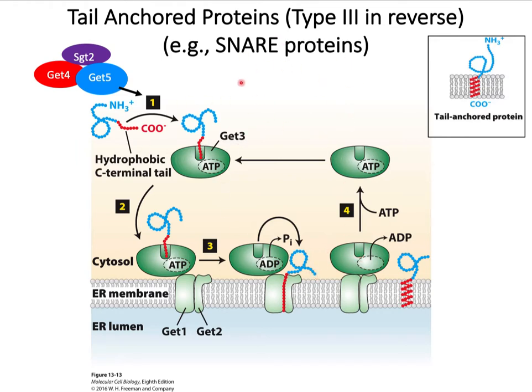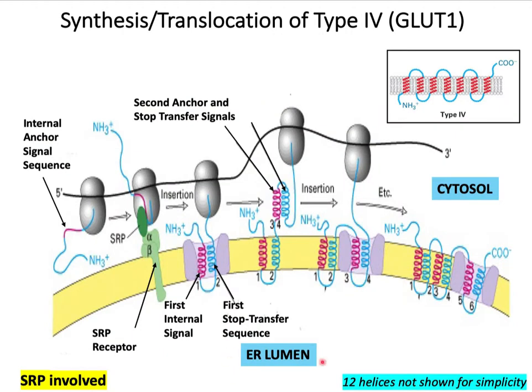And many of these large SNARE proteins found in yeast, the v-SNAREs and t-SNAREs, are actually manufactured this way. So the multiple-pass transmembrane proteins are obviously much more complicated and a little bit more difficult to understand. But this slide summarizes at least what is known about the synthesis of type 4 transmembrane proteins, which is a multiple pass.